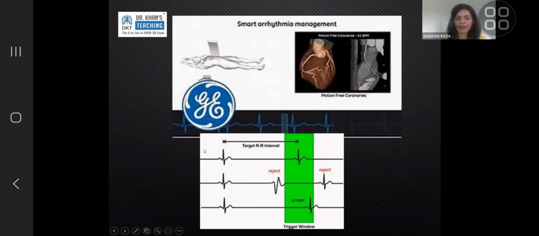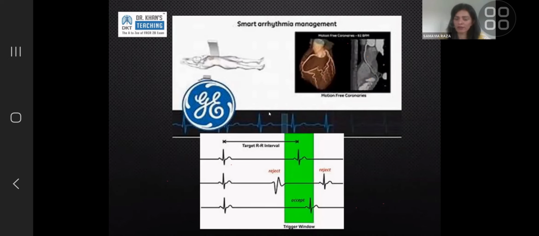So if it had calculated, for example, this is what I've measured that the RR interval is, this means I'm going to acquire the image at this many milliseconds. It then waits, but when it's time to acquire the image, it realizes, oh no, the ECG has changed.